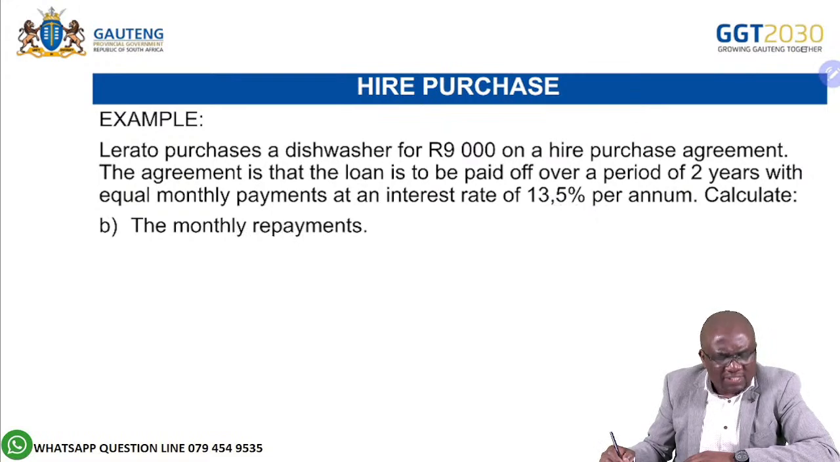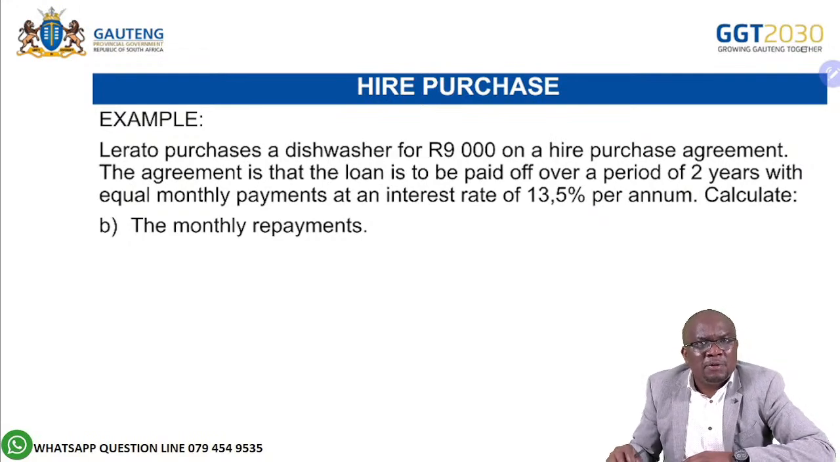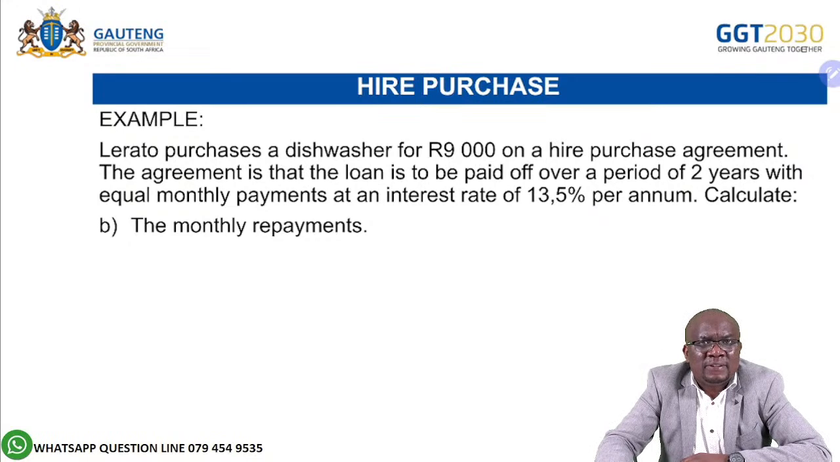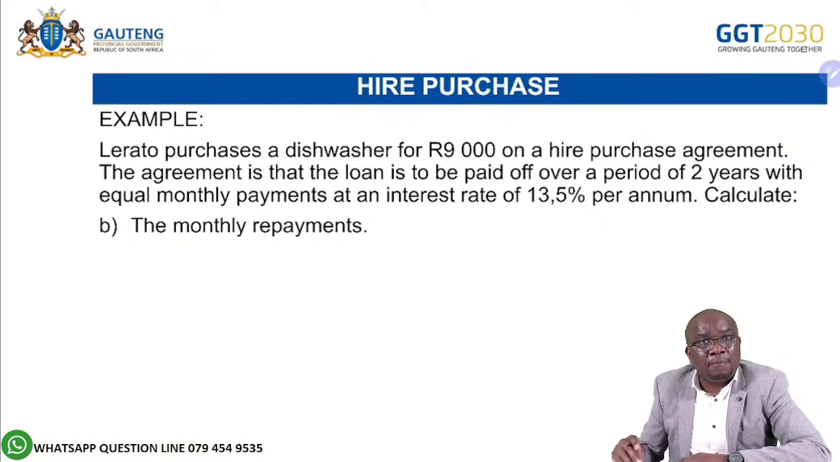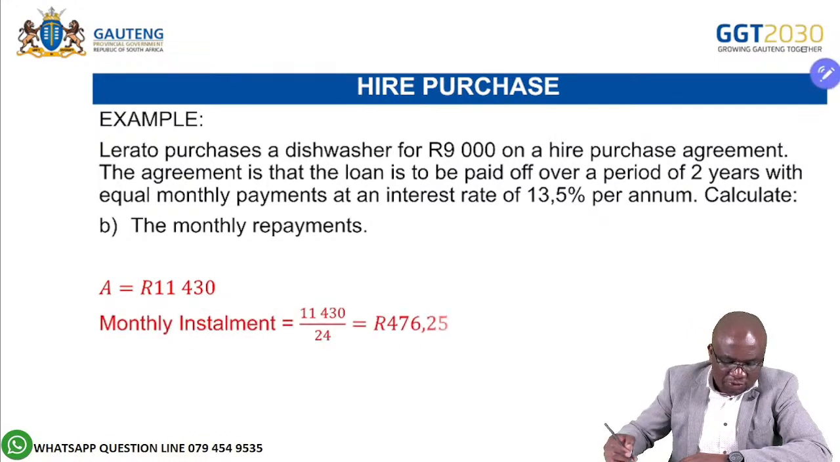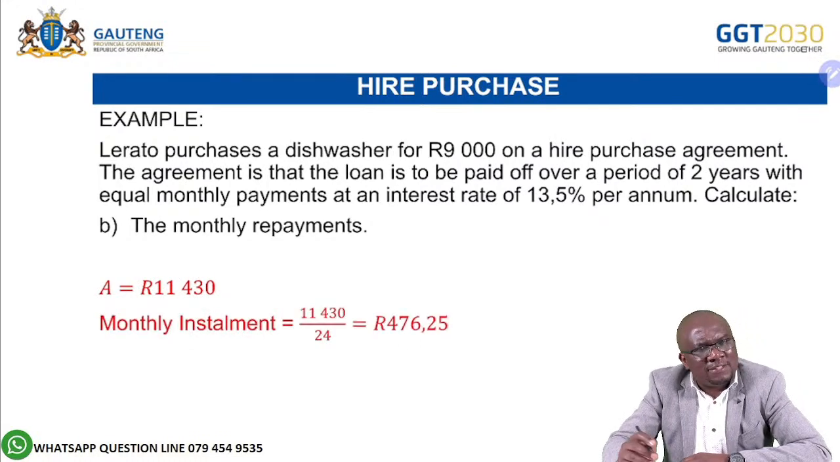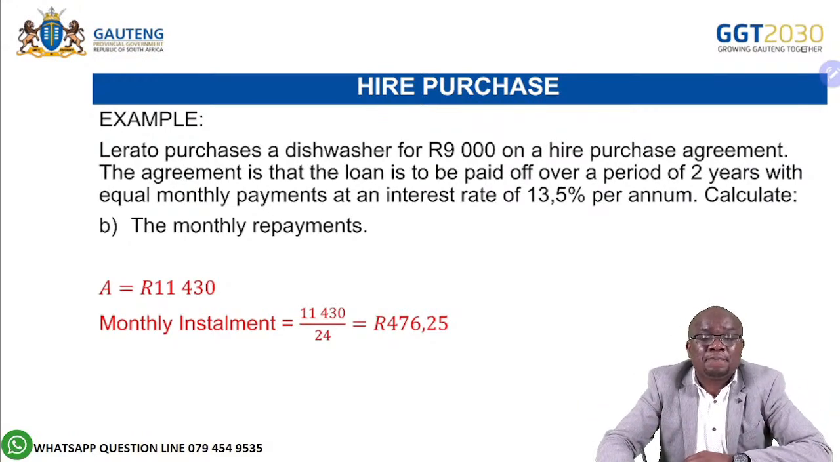Right, the monthly repayments. So she's going to pay this 11,430 in 2 years, every month. So how many months is that? It's 24 months. So it means this 11,430 is divided into 24 parts. So we're going to say 11,430 divided by 24. It means every month it's just 476 rand 25. Do you see that? Small amounts monthly. But at the end, it's going to be a big amount that you're going to pay.